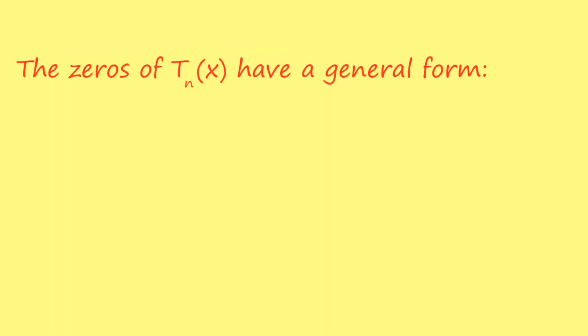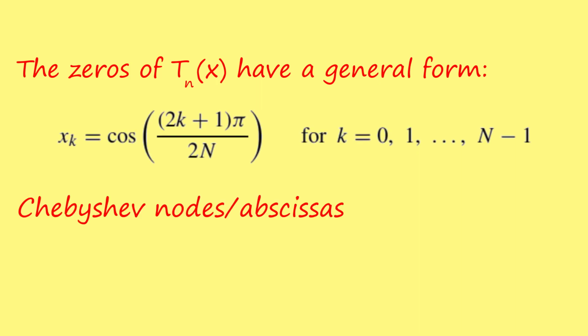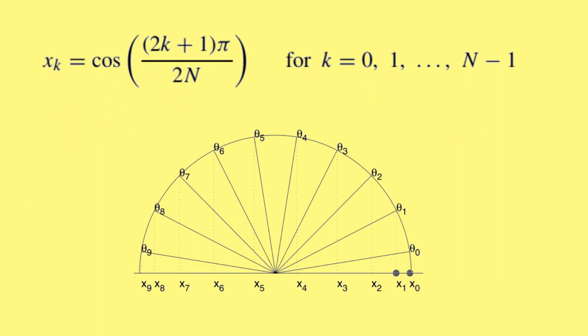The zeros of Chebyshev polynomials have a general form. They are called Chebyshev nodes or Chebyshev abscissas. And you can see their distribution for n equal to 10. They are the cosine components of linearly distributed points around the circle.